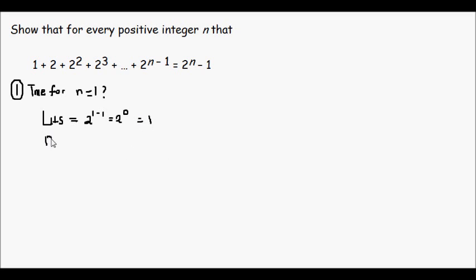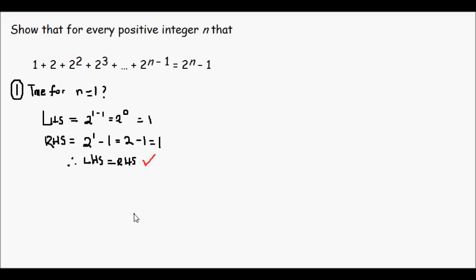And on the right hand side we have 2 to the power of 1 and then minus 1. So we have 2 minus 1, which is equal to 1. Therefore the left hand side is equal to the right hand side. So this passes the basis test.